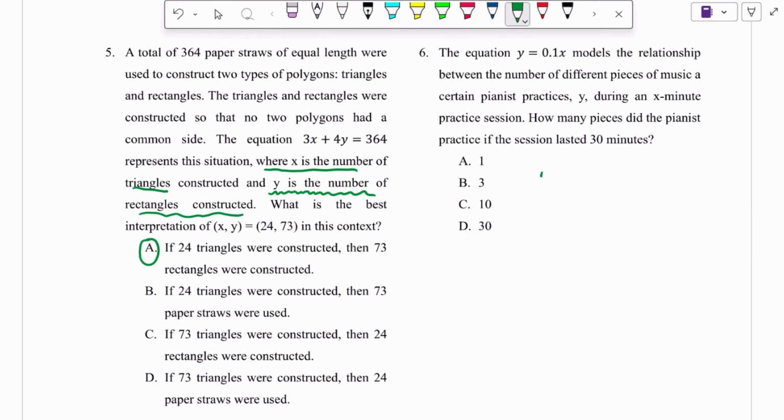So if I have y is equal to 0.1x, I know that my x value, because they tell me x is the minutes of practice, I'm going to take this 30, plug it in for x, and I get y is equal to 3. So that means I practiced 3 pieces.